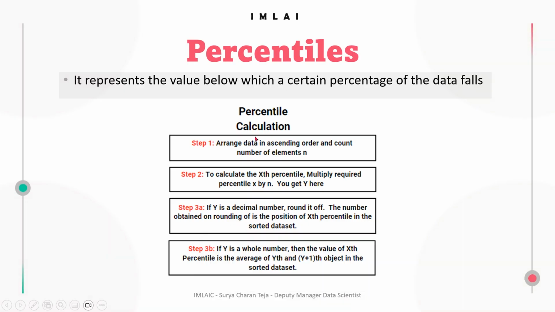Again, I'm repeating one more time. A percentile represents the value below which a certain percentage of the data falls. If it is the 75th percentile, 75 percent of the data falls below the value. If it is the 50th percentile, 50 percent of the data falls below it. If it is the 30th percentile, 30 percent of the data falls below the value. Okay.